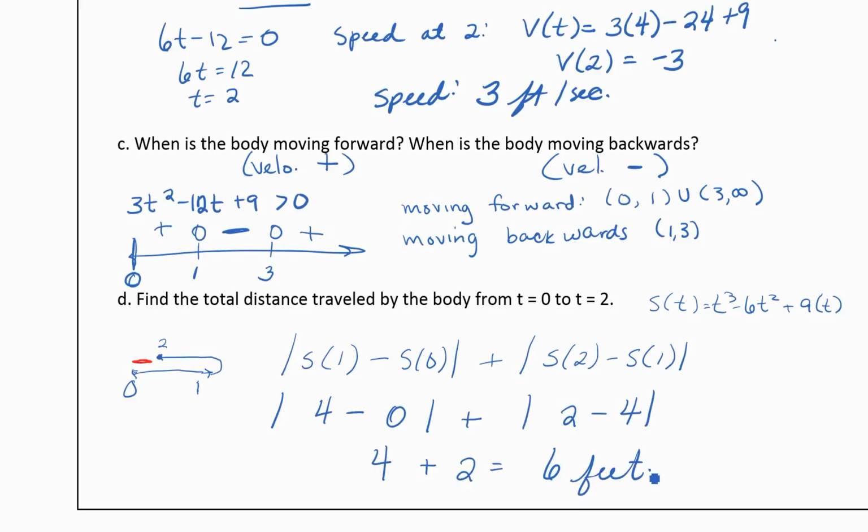Okay, so the important part with this last part to remember is if you're just asked for total distance, you need to find on that interval where it is moving forward, where it is going backwards, and you have to take these absolute values on each piece of where it's moving either forward or backwards.